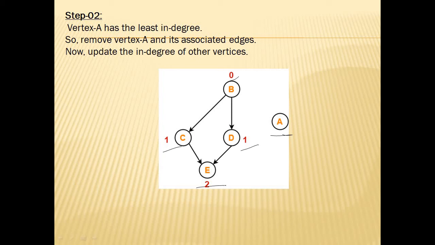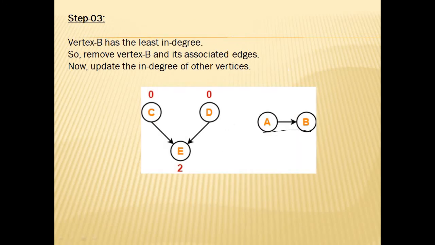Then again we will repeat the same process: the vertex whose integrity is 0, we'll remove from here, and we'll remove the edges also. So A, B will come here and this is the graph. So here again we need to calculate integrity. For C it is 0, D it is 0, E it is 2.